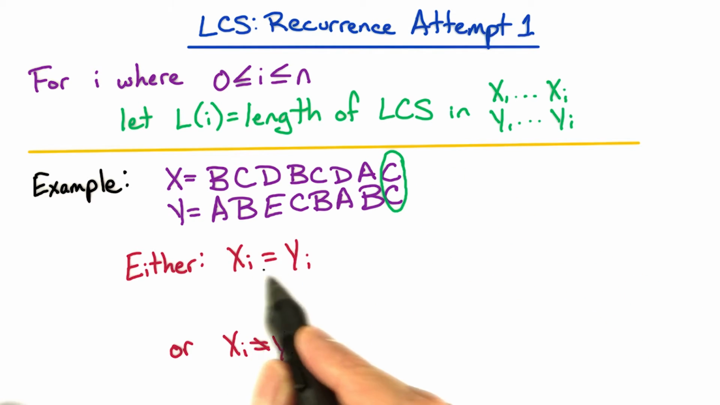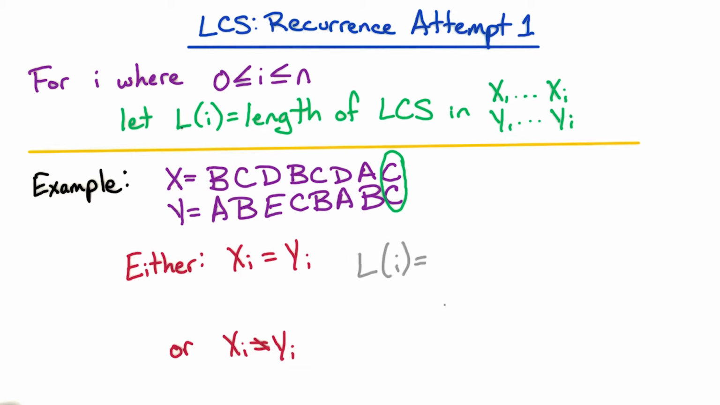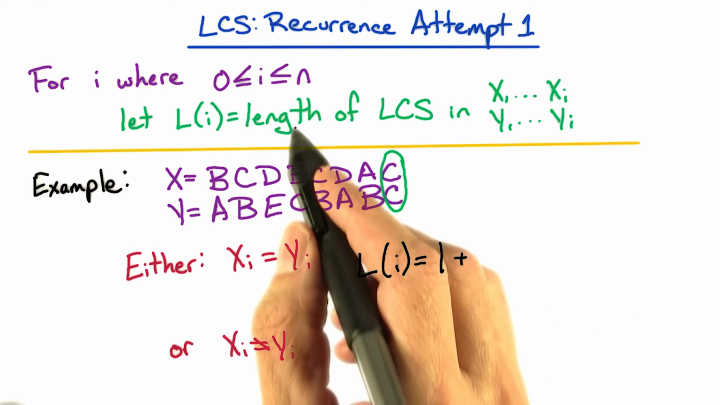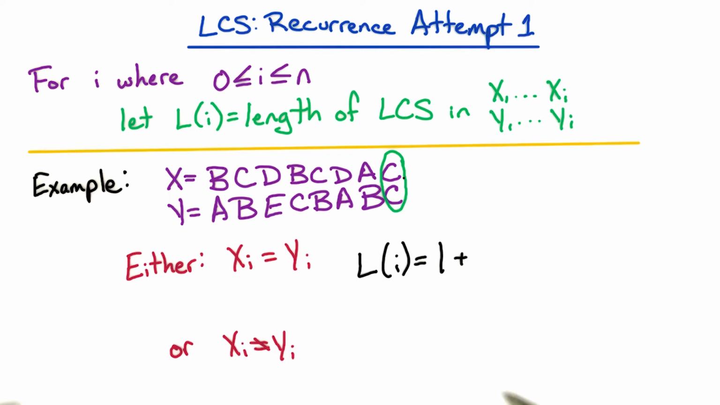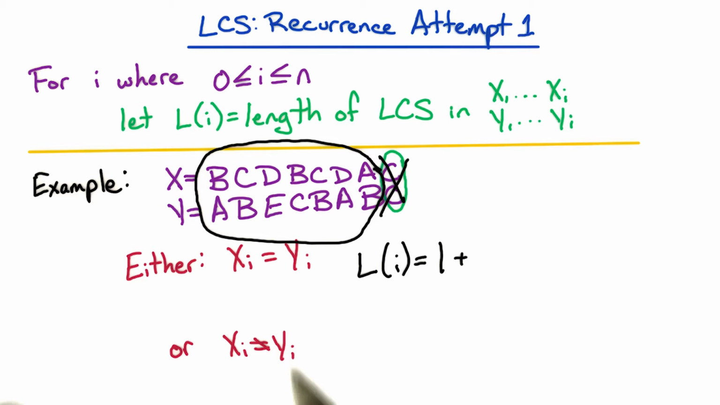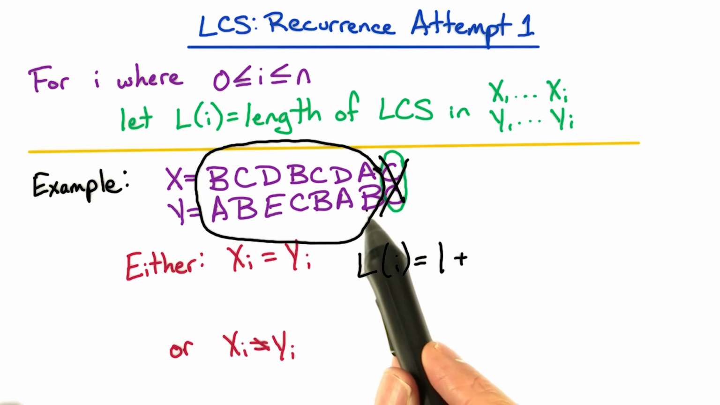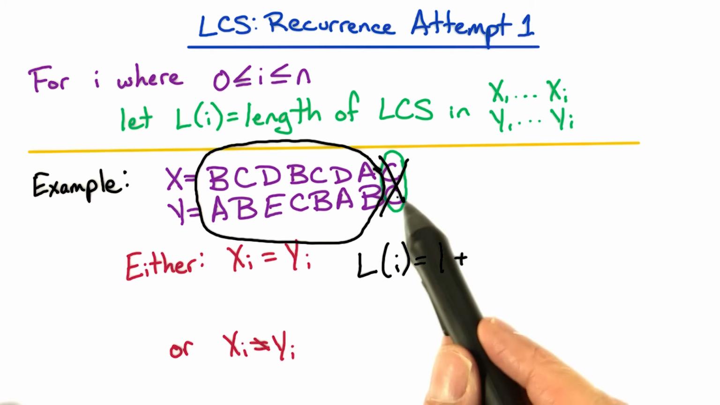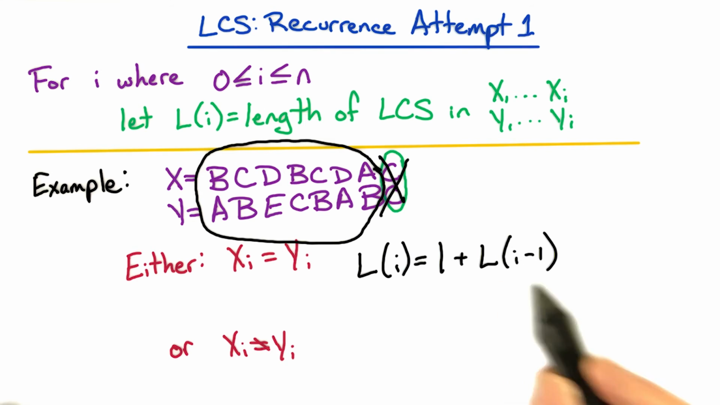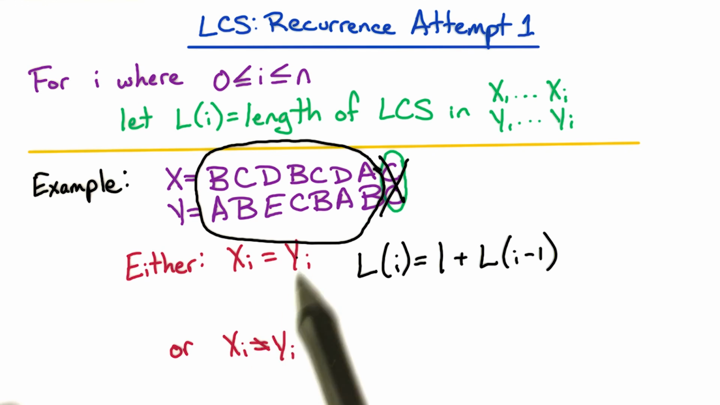So in this case, where xi equals yi, what do we know about L of i? We know that the longest common subsequence includes this last character, so we get 1 in the length for that common character. And then we can simply drop this last character, and take this input sequence of length i minus 1. We can take the longest common subsequence in this input sequence of length i minus 1 and append on this common character c. What is the length of the longest common subsequence in this input? It's simply L of i minus 1. So we have a recursive relation. We can express L of i in terms of L of i minus 1. This handles the case when xi equals yi. Now let's take a look at the case when xi is not equal to yi.